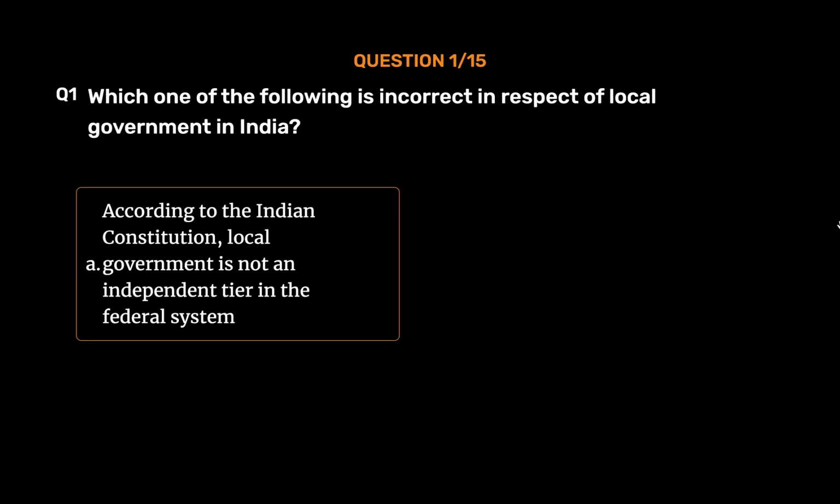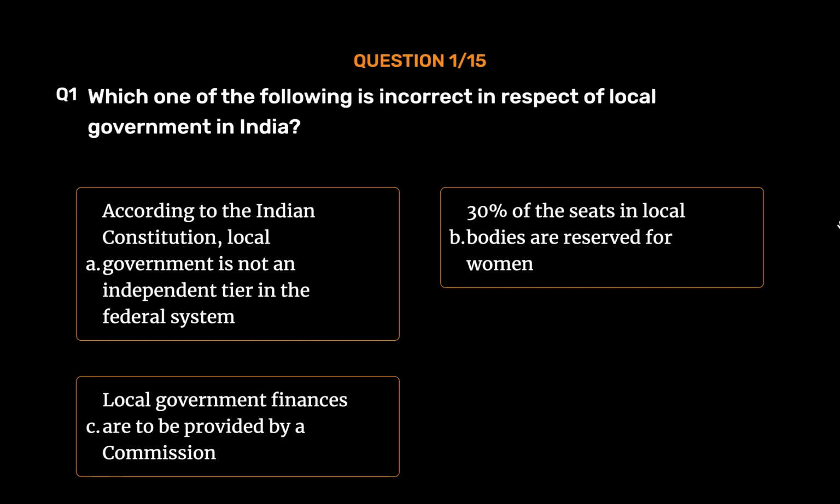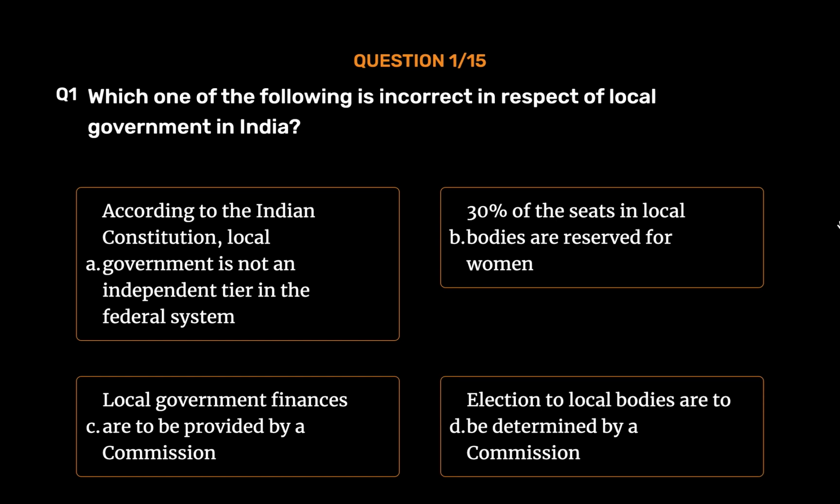Option A. According to the Indian Constitution, local government is not an independent tier in the federal system. Option B. 30% of the seats in local bodies are reserved for women. Option C. Local government finances are to be provided by a commission. Option D. Election to local bodies are to be determined by a commission.